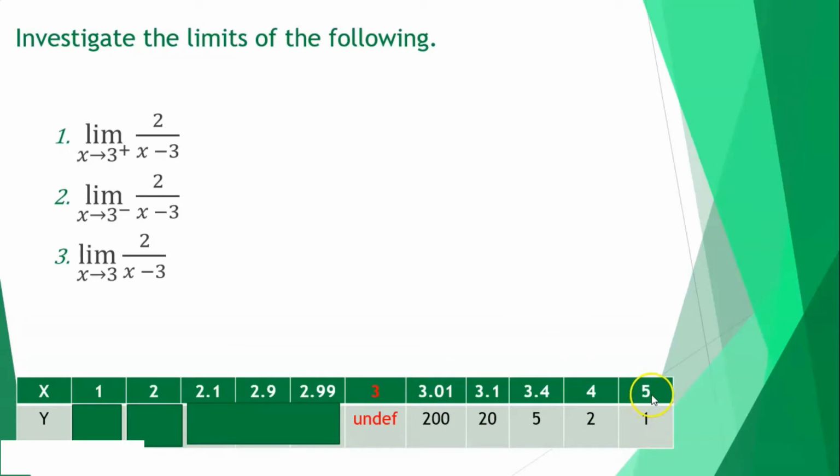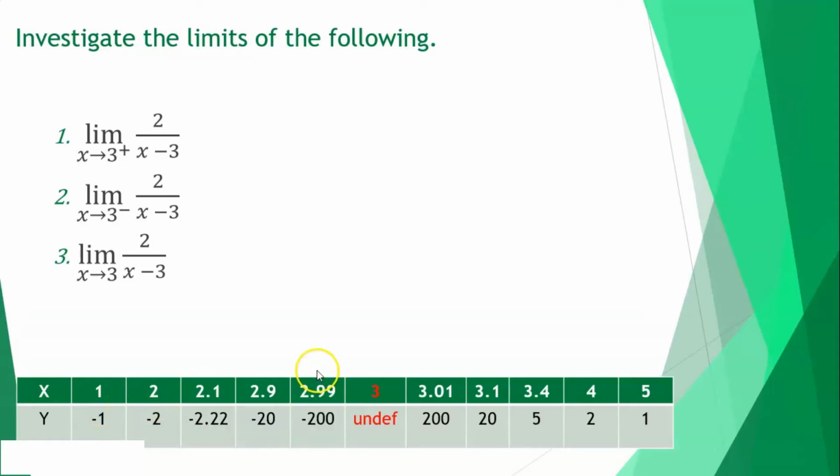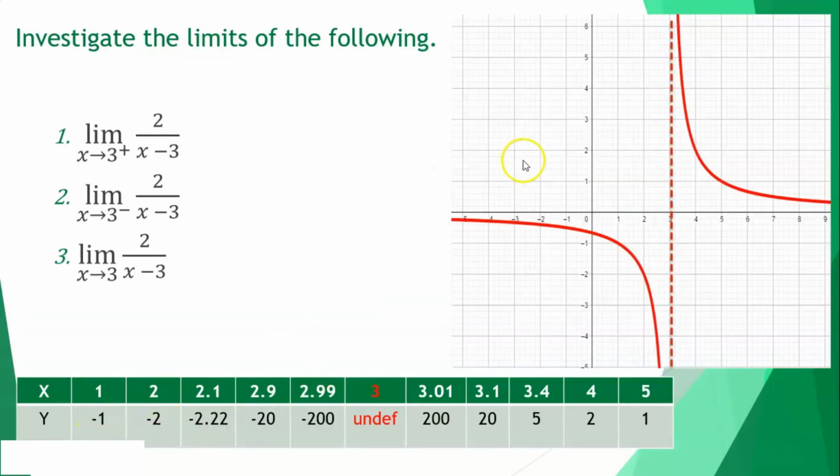As our x approaches 3, the value for y is increasing. Now, if our x is 1, this would become negative 1. If our x is 2, this would become negative 2. Substituting these values in x, we will get this. Graphing this, we will have this one. Take note, it's a vertical asymptote located at x equals 3.